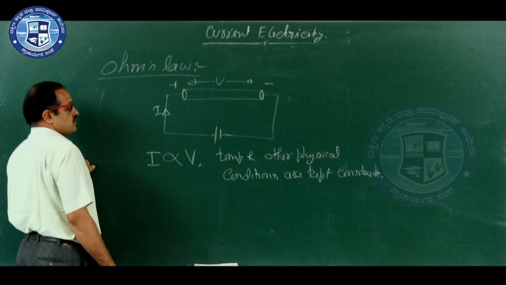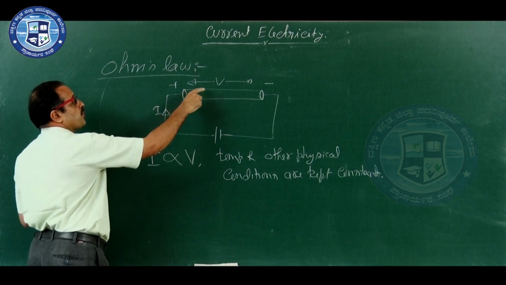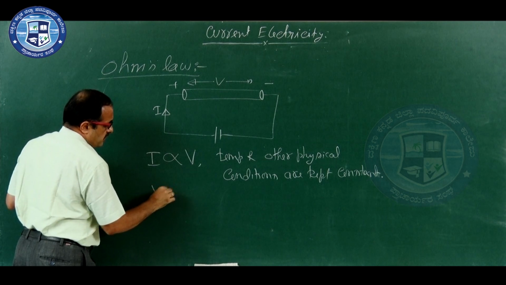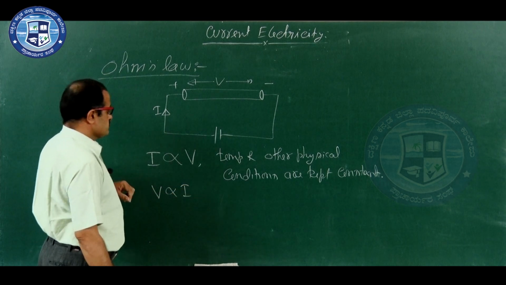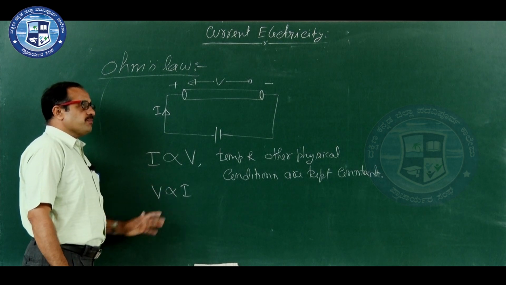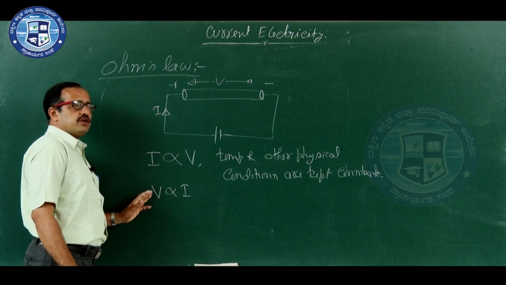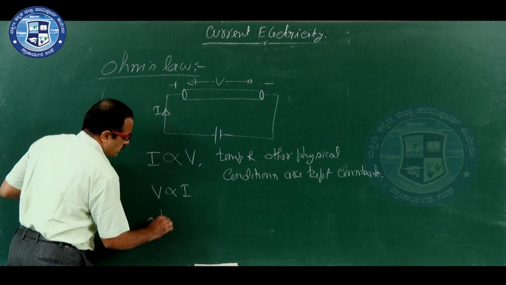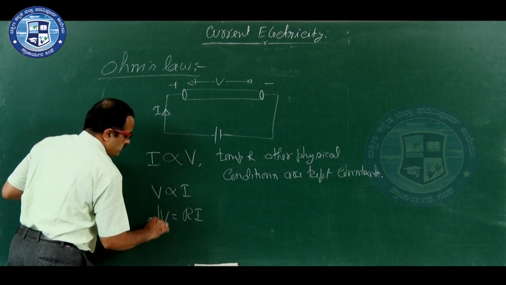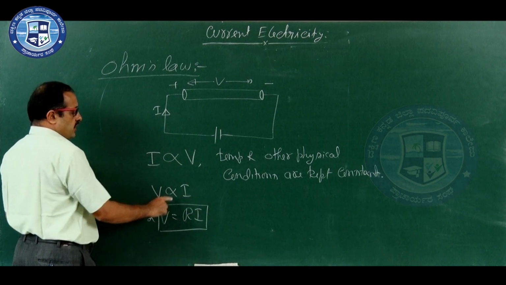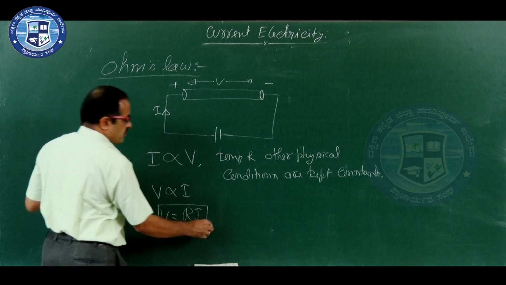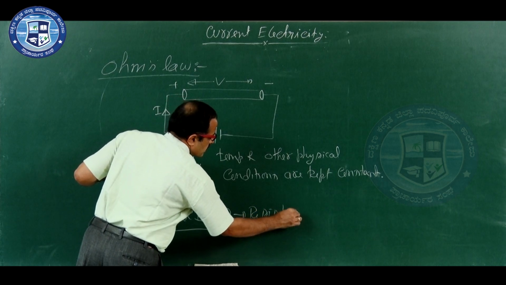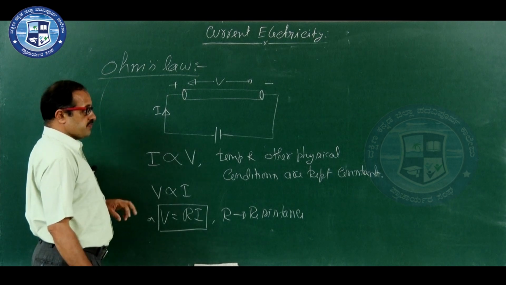So, mathematically, current through the conductor is directly proportional to potential difference across the ends of the conductor, provided temperature and other physical conditions are kept constant. Now, I proportional to V, or to make it simple, we can say V proportional to I. It is a simple logic: if you have a large current, the potential difference is higher. So V is equal to R I. What is R? R is the proportionality constant known as electric resistance, or simply resistance of the conductor.